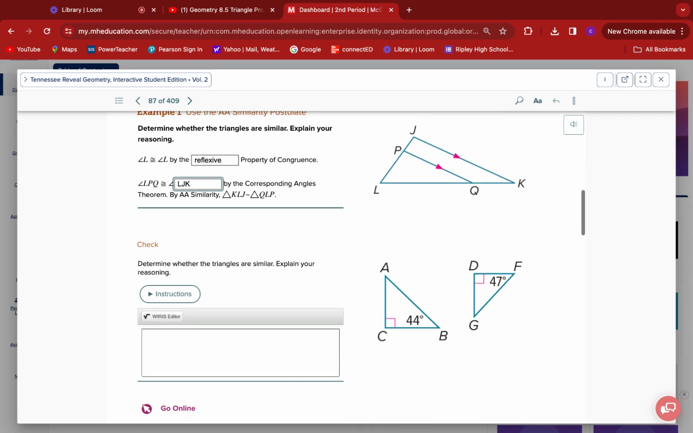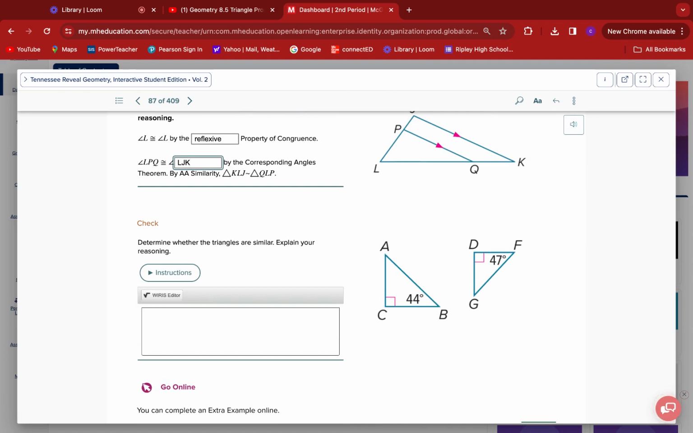All right, we have a check at the bottom of the page. Determine whether the triangles are similar. Explain your reasoning. Two things have to happen. The angles have to be the same, so that's what I'm going to check first. I've got a 90-degree angle, match it up to a 90-degree angle. So far, so good. That 44, I have to see if that angle is 44. And if this one's 47, I have to see if angle A is 47.